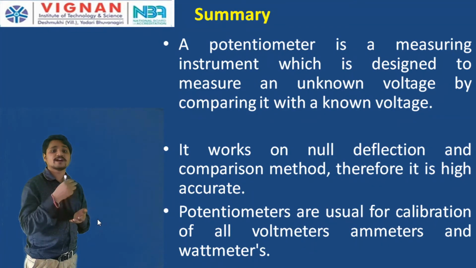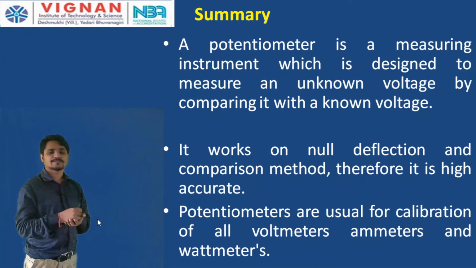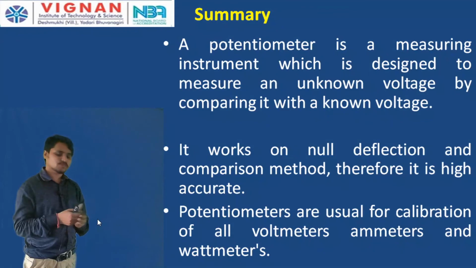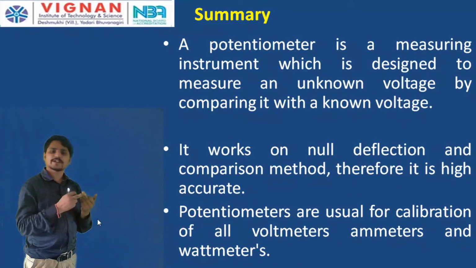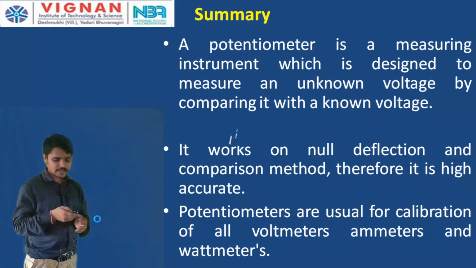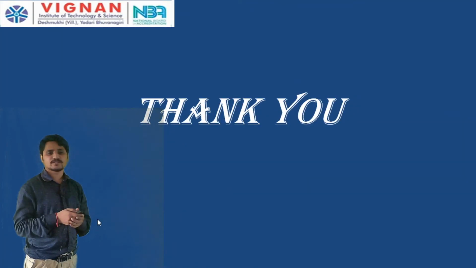So it is a very highly accurate instrument to measure the EMF, because there is no voltage drop we are considering here. As the current flowing through the galvanometer is 0, it is a highly accurate instrument. Next, potentiometers are useful for calibration of ammeter, voltmeter, wattmeter. By using this potentiometer, we not only measure voltages, but also we can measure unknown resistance and unknown current. So these are the applications of the potentiometers.